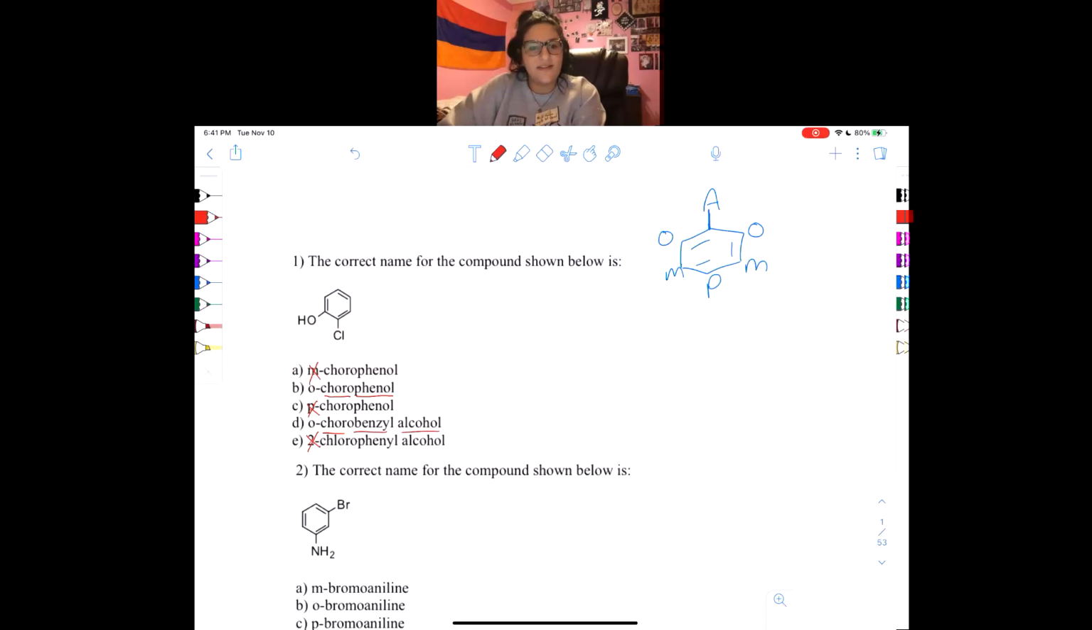Ooh, we kind of have a split, but most people said B, and you would be correct because remember, if we had a benzyl alcohol, it would look like this. It would have an extra carbon there. So you guys are correct. This is o-chlorophenol.